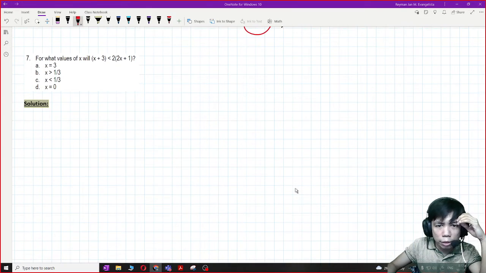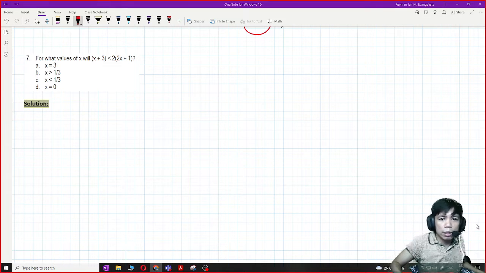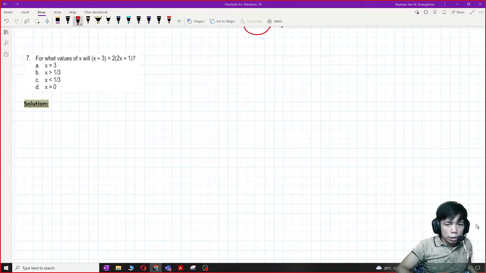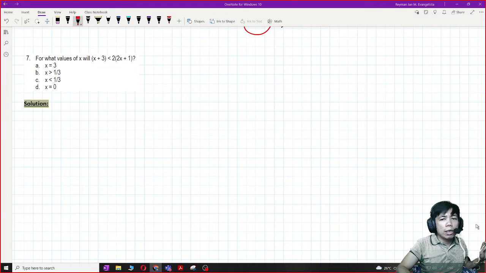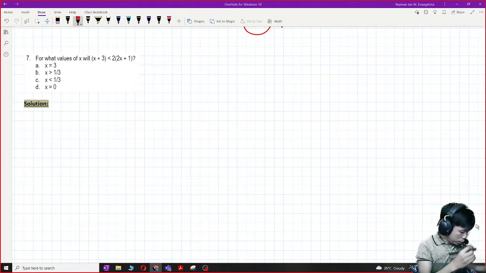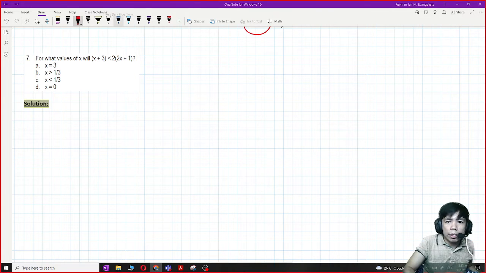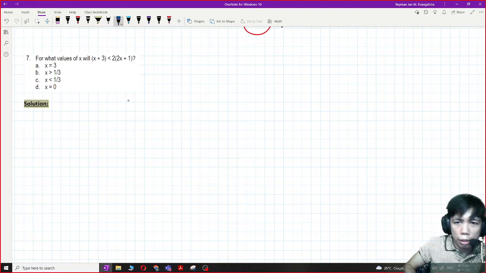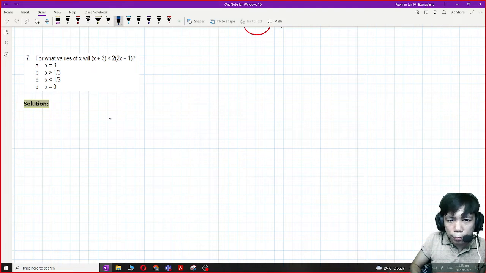Okay, next, number 7, solving inequalities. This is simple again. Just perform algebraic operations. The only thing here is that if there is a negative sign, alter the inequality symbol. For what values of x will x plus 3 be less than 2 times the quantity 2x plus 1? So let us write: x plus 3 less than 2 times 2x plus 1.